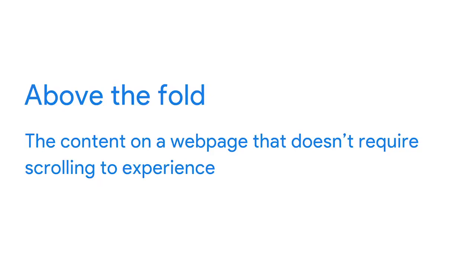The reason I'm adding these 2 rectangles above the fold is so users will immediately notice them when landing on the home page. Remember, above the fold refers to the content on a web page that doesn't require scrolling to experience. Below the fold, I want to include additional books that a visitor can view right on the home page.